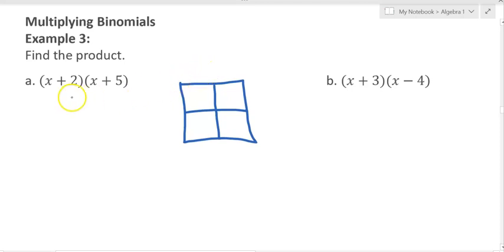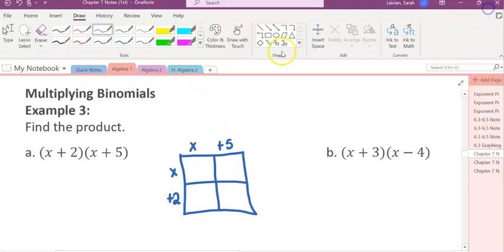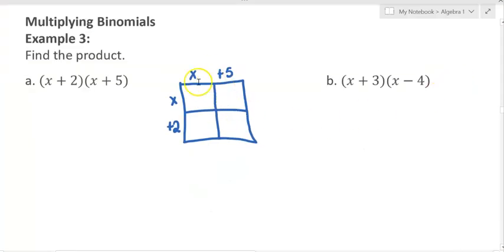So because it's a binomial by a binomial, I make a 2 by 2 box, and I put one of the parentheses out here. So it doesn't matter which one. I'm going to put x plus 2 right over here, x plus 2. And the other one put on top, x plus 5. It does not actually matter which one you do where. Okay, so remember, this whole box method thing is just a way to organize your work. So this box tells you to take x times x, which is x squared.